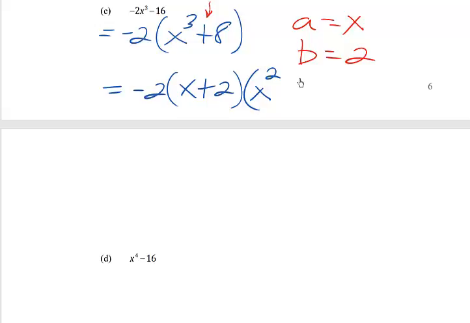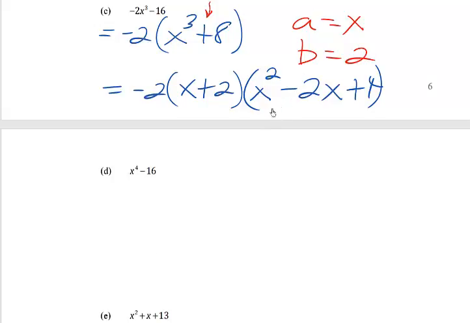Then it says minus a times b. Well, a times b would be 2x. And then it says plus b squared. Let's see, if I square 2, I get 4. That's it. I'm done. It's a messy formula, but using it is pretty simple. You just fill in all the pieces, and I think identifying your A and B is important.